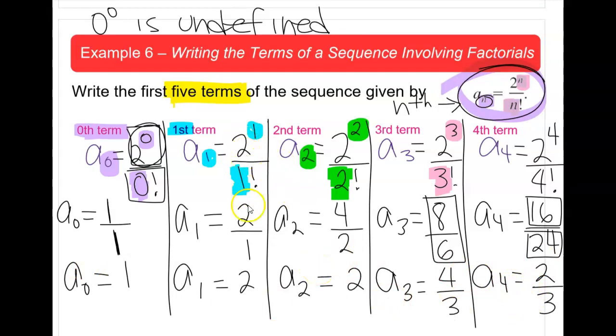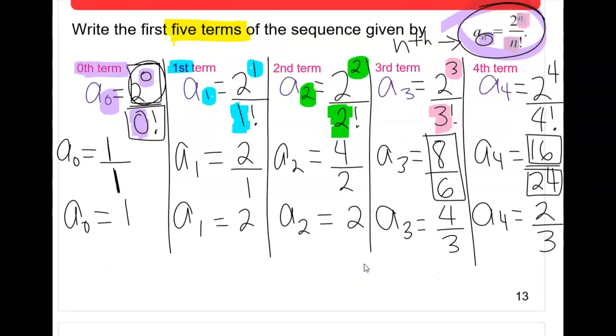And of course, you could always check your work. You notice how here we have 2 and 2 for a sub 1 and a sub 2. So I'm just going to check it one more time. 4 over 2. Yeah, it is correct. So don't be afraid if you get two terms that are the same. Sometimes it does happen. But it's a good idea to still check your work.